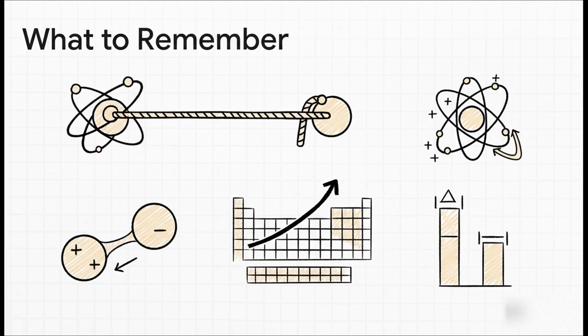It follows clear trends. The champions live up and to the right on the periodic table. And critically, an atom's pulling power isn't fixed. It changes with its charge and its hybridization. And finally, remember, this isn't just some abstract idea. It's a real quantity that comes from measurable bond energy data.